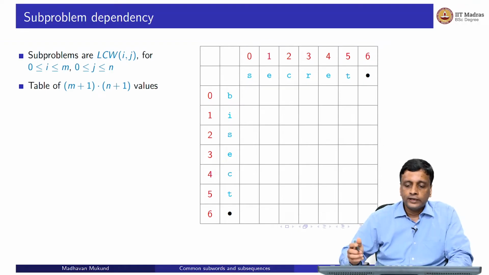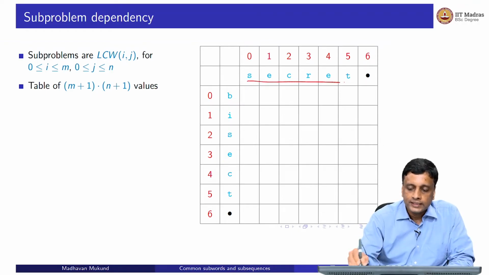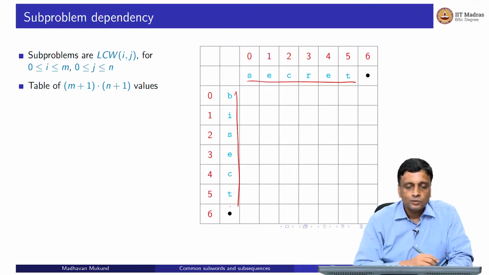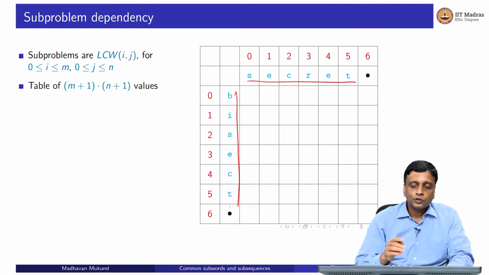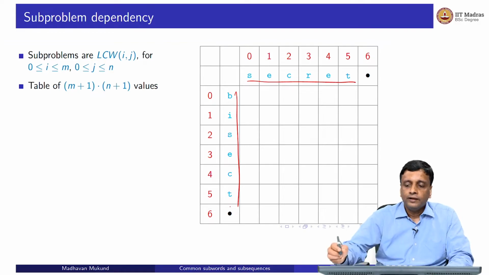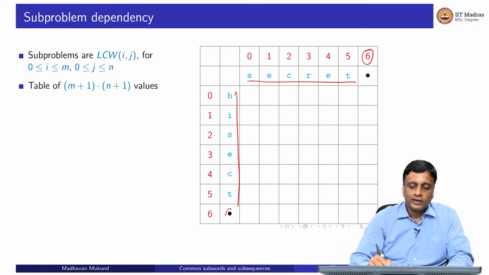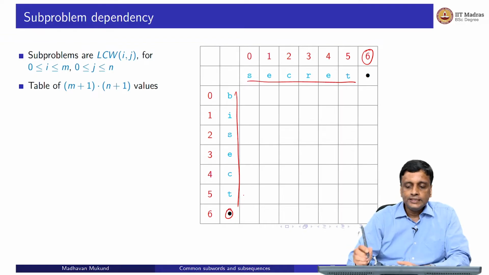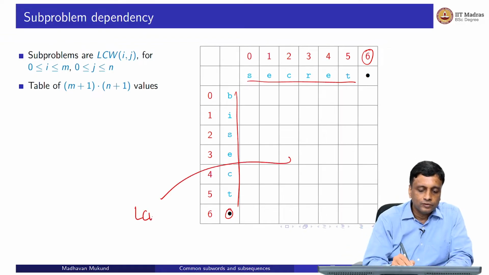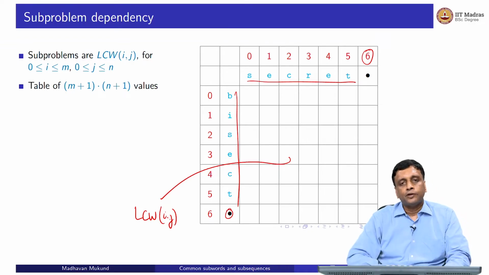So let's look at a concrete example, one of the examples we had. We have secret and bisect. So bisect is u and secret is v, let's say. Each of them is of length 6, so they have legitimate positions 0 to 5, and I have this fictitious position 6 where I have just written a dot, which is beyond the word. So now I need to find out how to fill up the table. Each entry here is of the form LCW(i, j). So I need to find a sensible way to fill up this entry LCW(i, j).